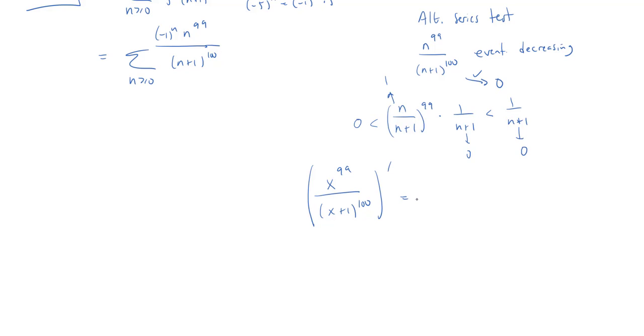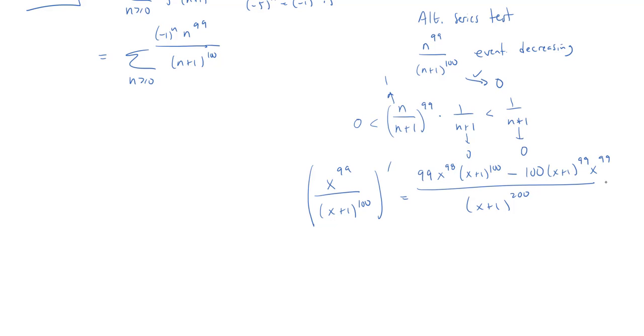If I can get this to be negative for some x and above, then I'll know I have a decreasing sequence. So I use the quotient rule here. So let's see, low d high. So that's going to be 99 x to the 98th times x plus 1 to the 100th, less high d low, so we'll get 100 times x plus 1 to the 99th times x to the 99th over x plus 1 to the 100th squared, that'll be the 200th power.